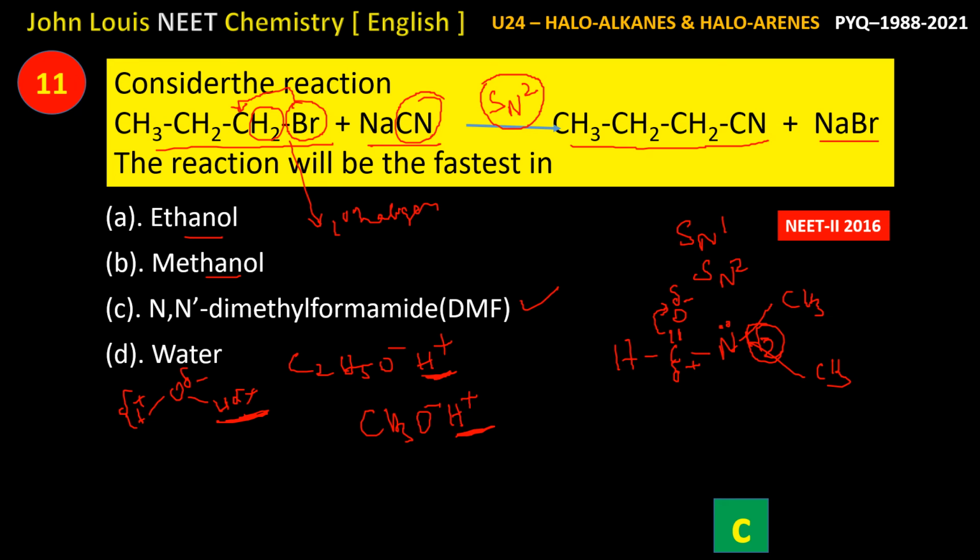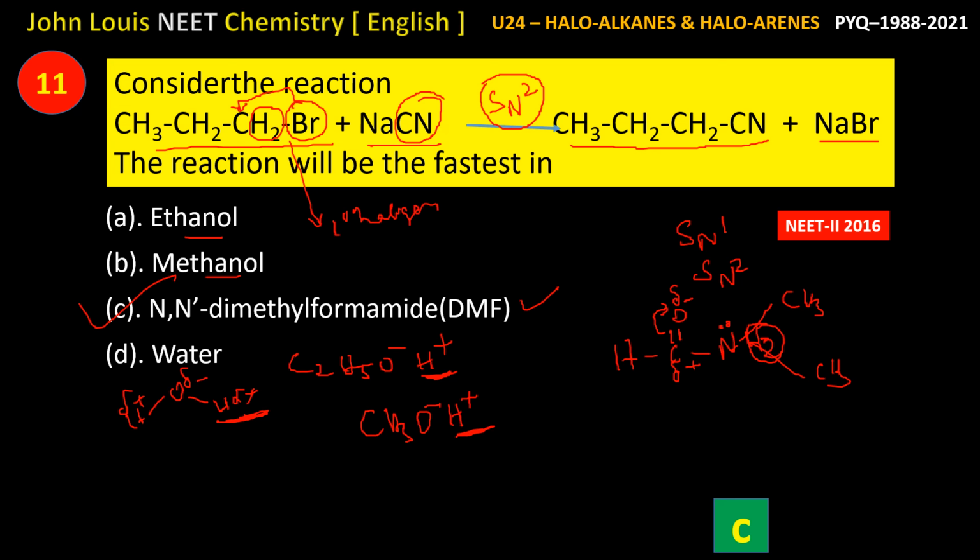So what you need to know is that a polar aprotic solvent supports the SN2 reaction. Among the four solvents given here, ethanol, methanol, N,N-dimethyl formamide and water, only option C, that is N,N-dimethyl formamide, is a polar aprotic solvent. It does not have an H plus ion in it. Therefore this only will favor the SN2 reaction. Therefore the correct answer is option C here.